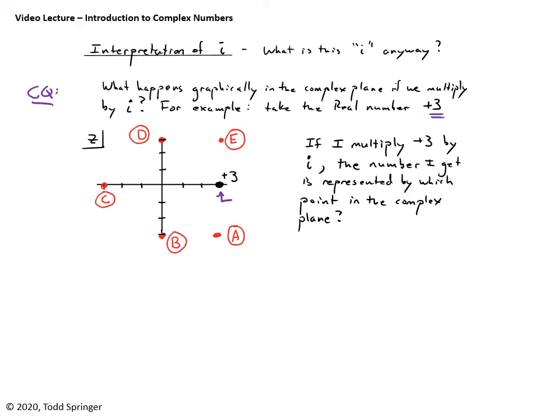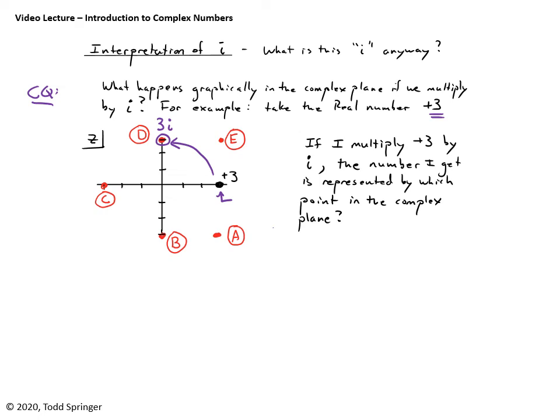Okay, did you select your answer? Okay, hopefully it's fairly straightforward. If I multiply 3 by i, I get 3i, which means I go 3 in the imaginary direction. So that means I would go here to point D. So this is 3, and this point here is the point 3i. So it's purely in the imaginary direction. And so multiplying by i moved me from the real axis to the imaginary axis.